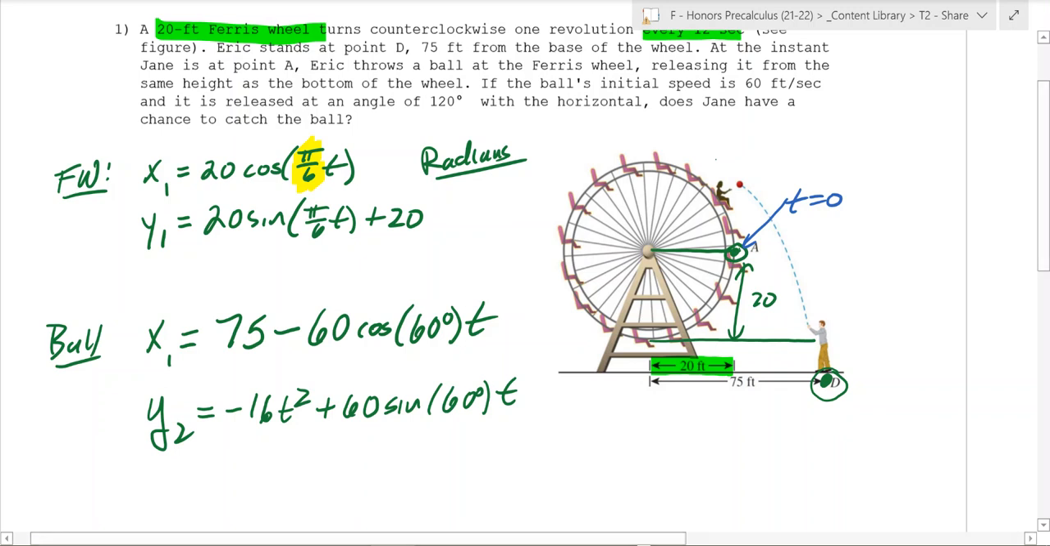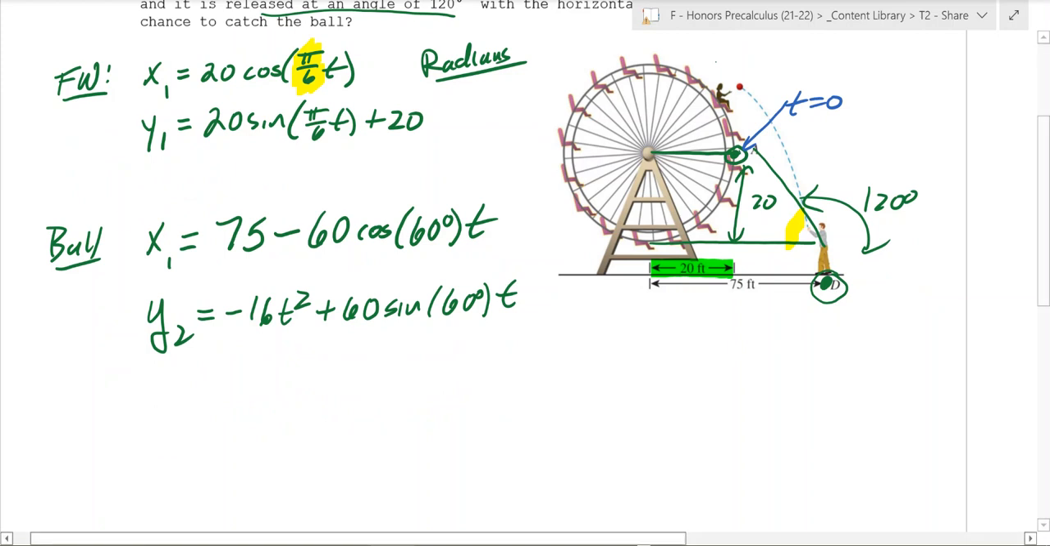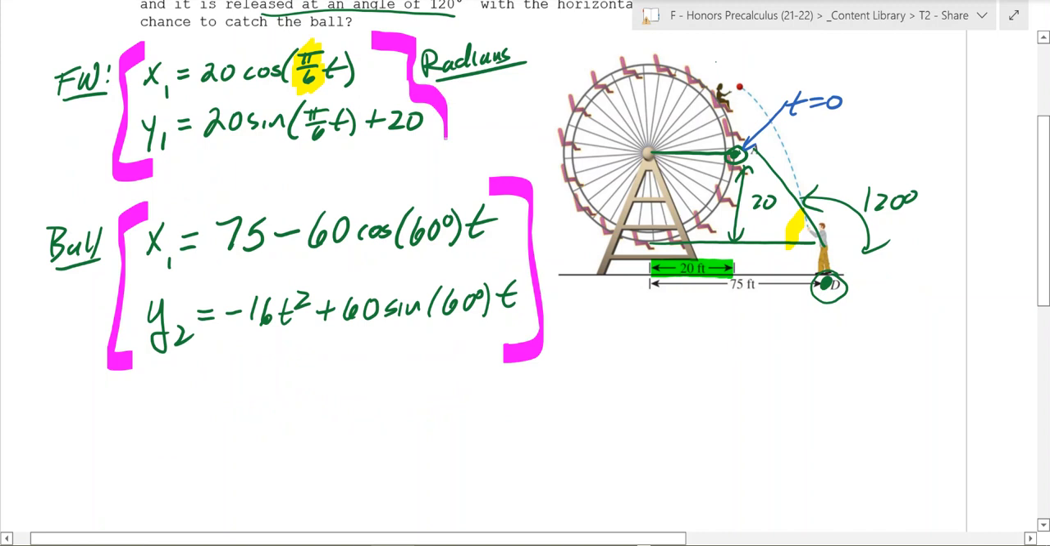When it says it's released at an angle of 120 degrees, it's actually measuring this right here at 120. The formula we have from yesterday needs this angle right there. So the important thing is this is where the ball is at time t, and this is where the person, Jane, in the Ferris wheel is at time t. And keep in mind also that this is in degrees, so when we're plugging this into our calculator, we have to be careful that we're in the right mode.